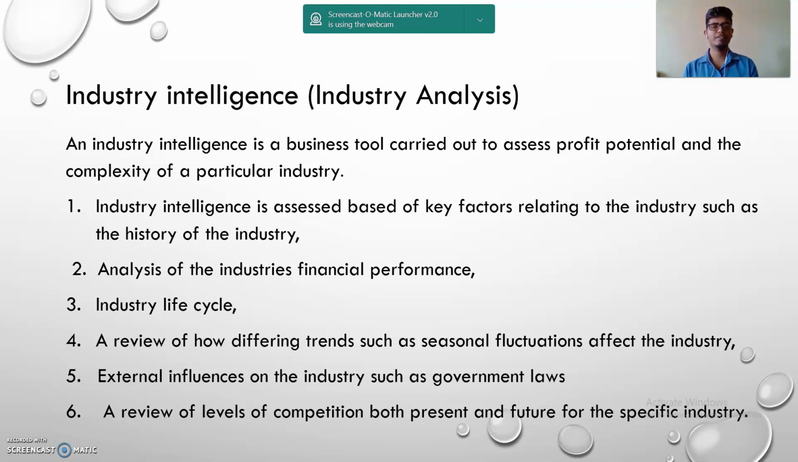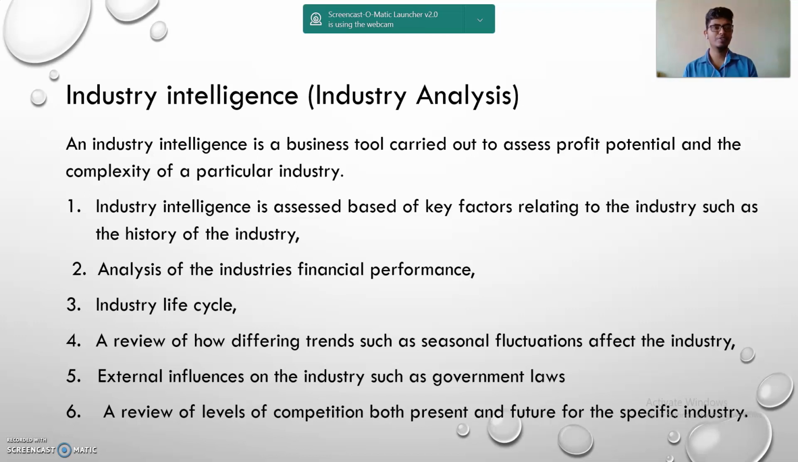Industry intelligence is assessed based on the key factors relating to the industry, such as the history of the industry. So under fundamental analysis, in economic analysis, we studied the present condition of the economy, and under industry analysis, we are even studying the history of the industry. So what is the history, for how many years has it been in the market? What is the performance of the industry?